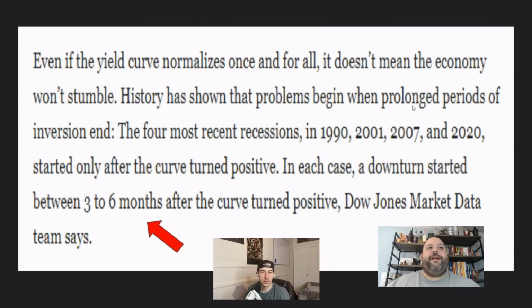History has shown that the problems begin when prolonged periods of inversion end. So it's at the end of these time periods is when the shit hits the fan, so to speak. I'm looking up at my ceiling fan as I say that.